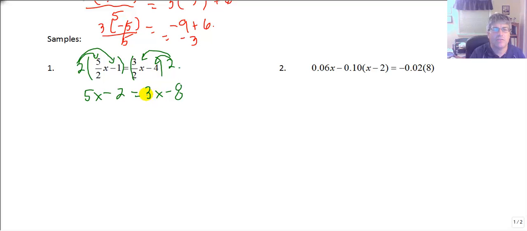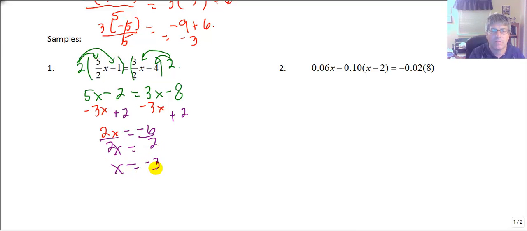Following our strategy, we want to combine all the x's on one side. So I'm going to subtract 3x and move it to the left-hand side, leaving us with 2x. And since I had minus 2, I will add 2 to both sides to get my numbers on the other side. Equals negative 6, and x equals, well, pardon me, divide both sides by 2, and x equals negative 3. I'm doing a bunch of work in my head there.